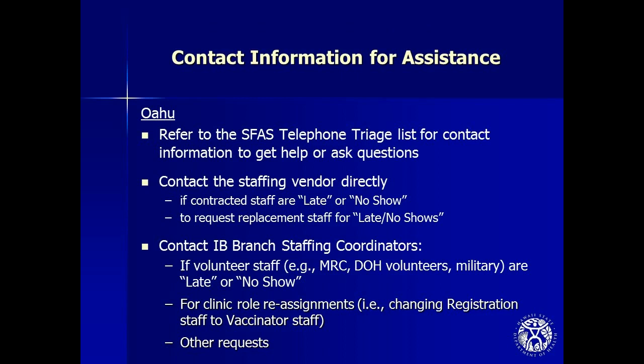If you need assistance, please refer to the Stop Flu at School telephone triage list for contact information. Contact the staffing vendor directly if contract staff are late or no-show, and also to request replacement staff for late or no-show persons. Contact immunization branch staffing coordinators if volunteer staff are late or no-show. For clinic role reassignments, for example if you need to change registration staff to vaccinator staff, and other requests, you must call the DOH staffing coordination team.